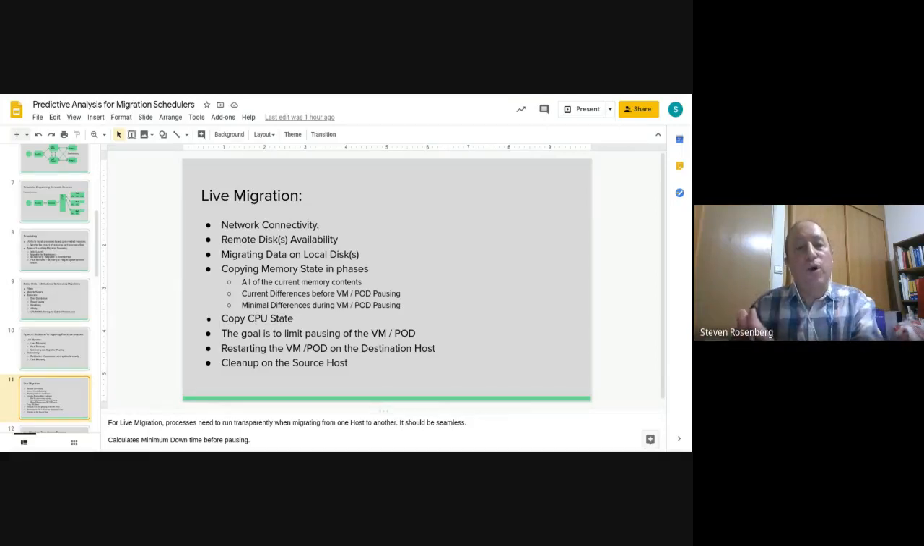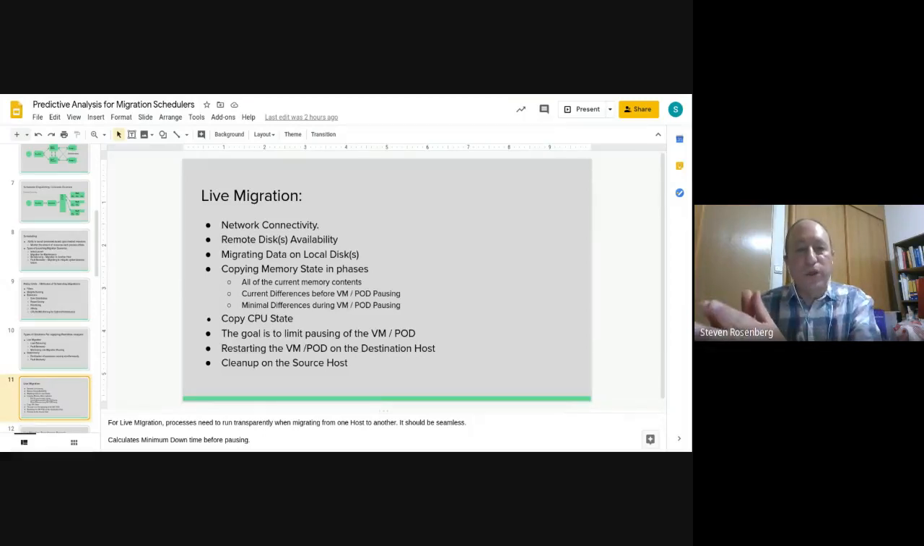And we need to copy all of the memory in phases, because first we copy all of the memory contents while the process is still running on the source. Then we pass the differences, because remember the process is still running, so it's changing the memory. So we have to pass the deltas, or differences, of the memory until we find the minimum pause time, where the differences are small enough to allow for the process to be paused for the smallest amount of time.